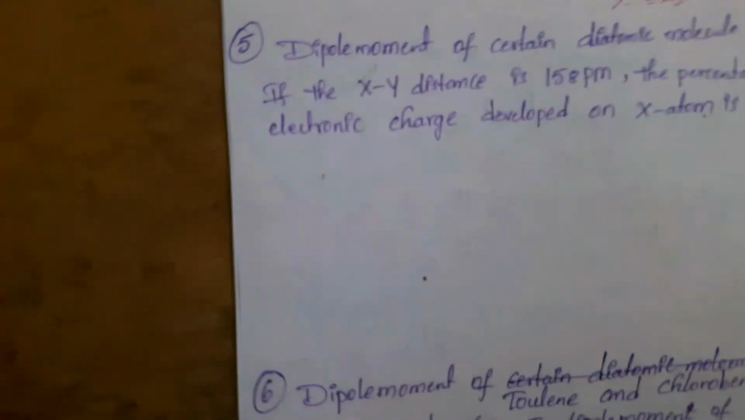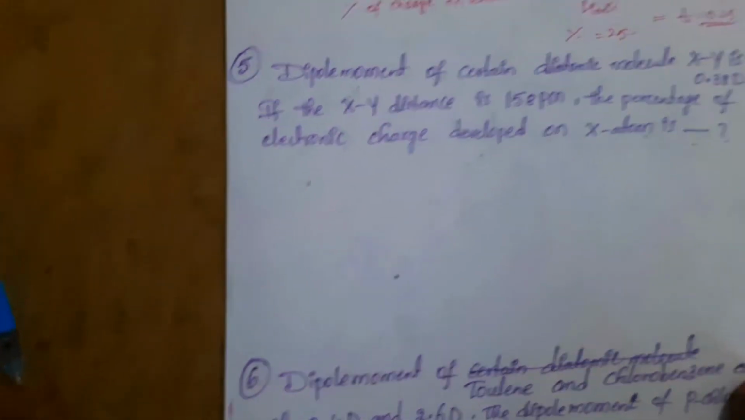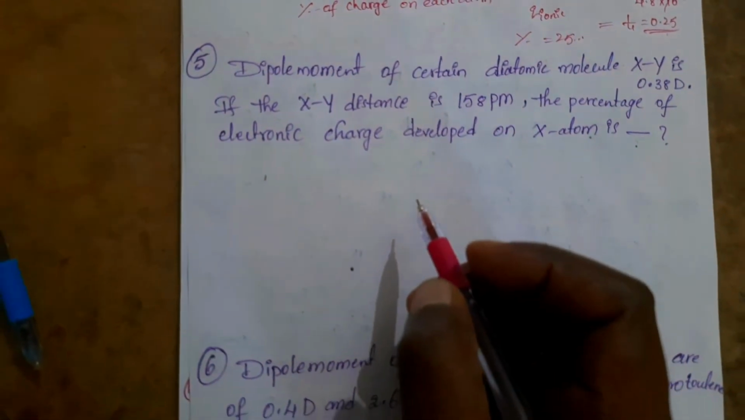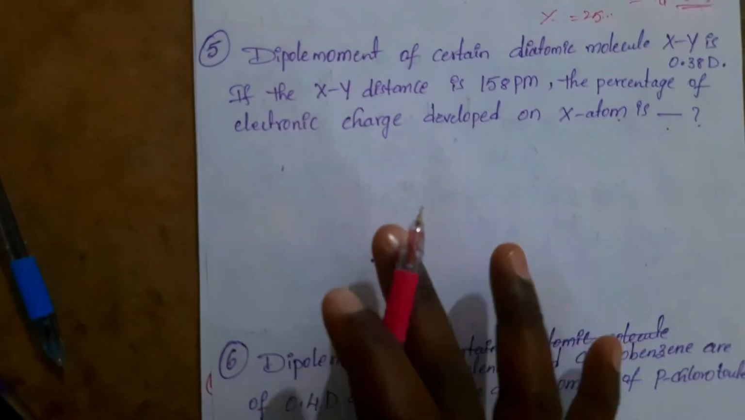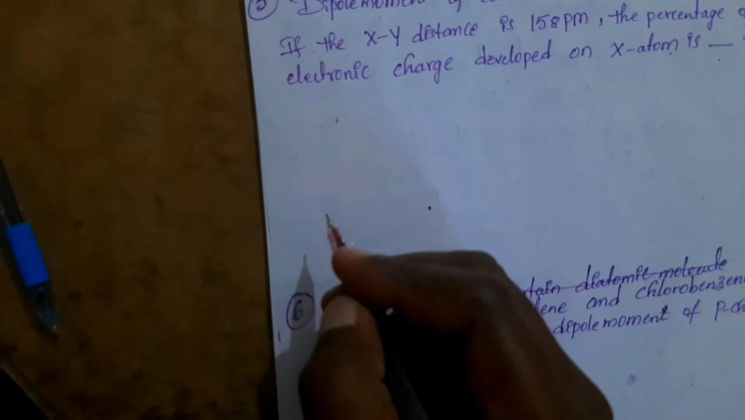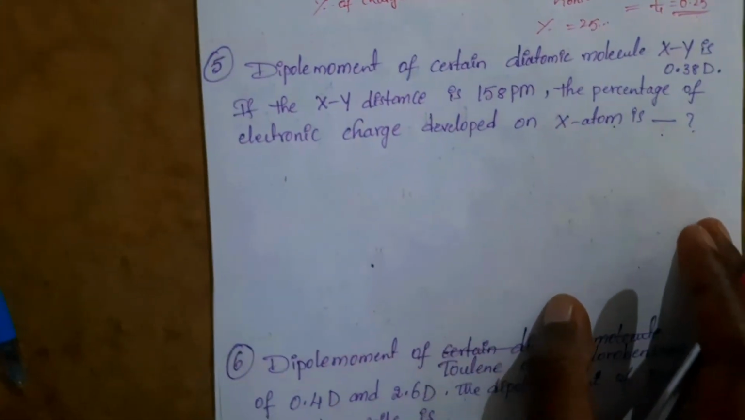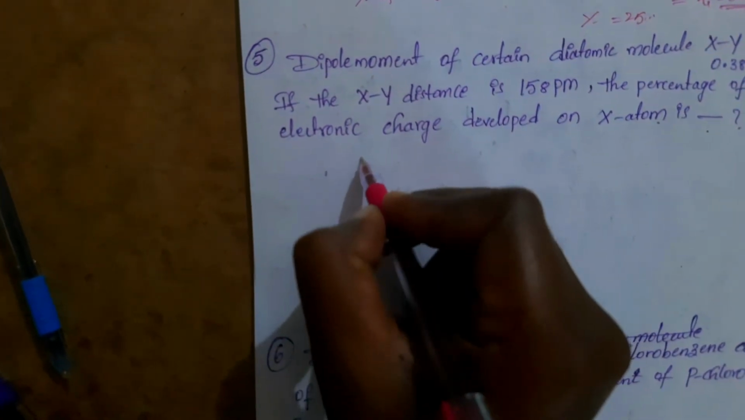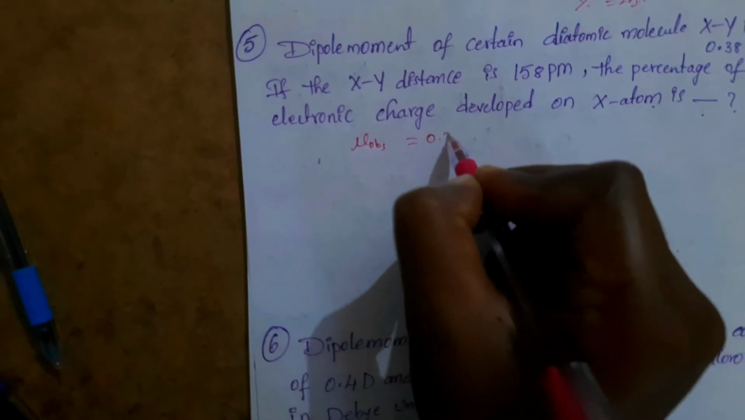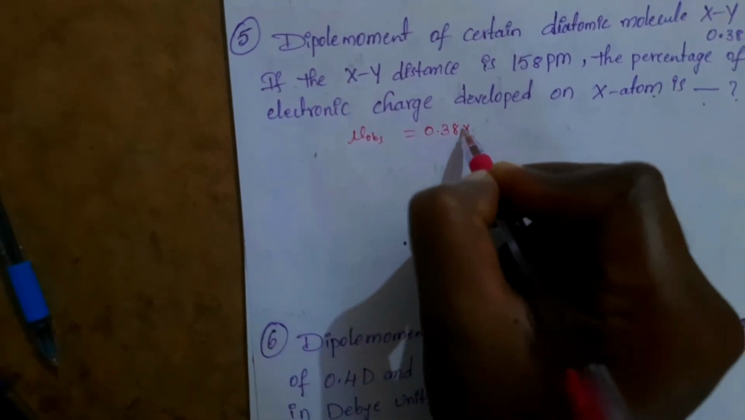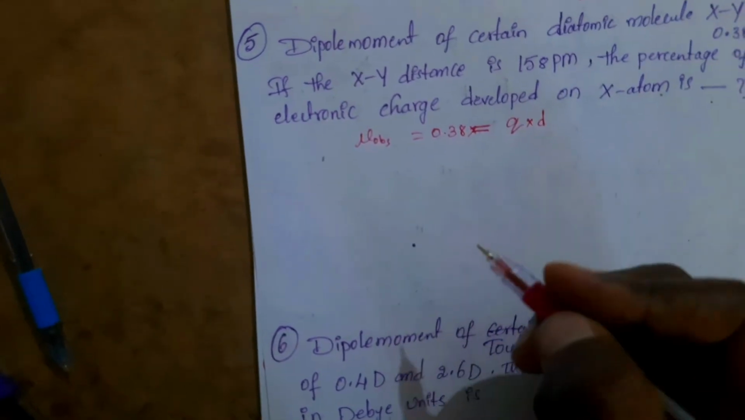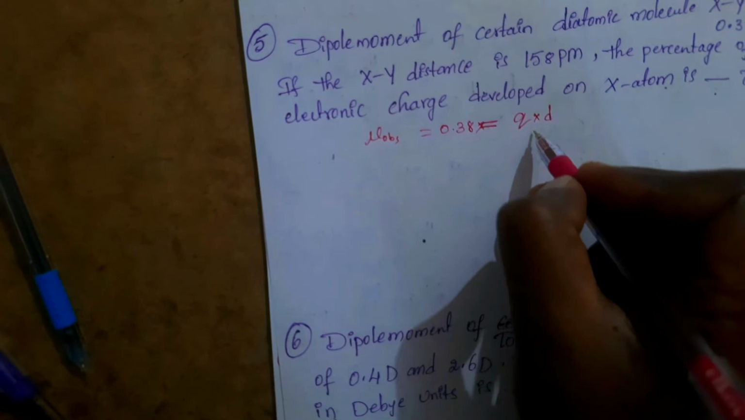Next one you see, the dipole moment of a certain diatomic molecule XY is 0.38 D they given. If the XY distance is 158 picometer, what is the percentage of electric charge developed on the X atom? So they are asking what charge here. Now you see here dipole moment they given. Mu, the observed dipole moment, is 0.38, equal to charge into distance. What is the charge here? Charge we have to find.